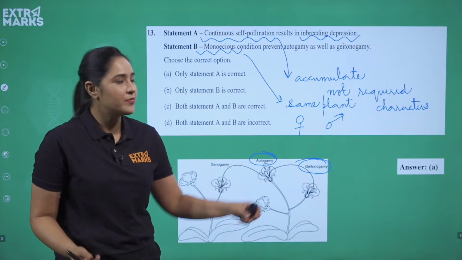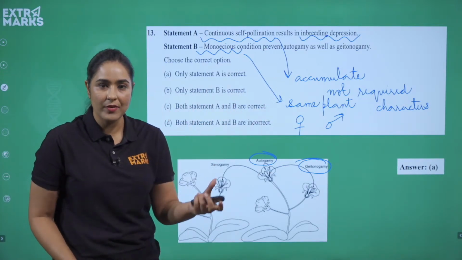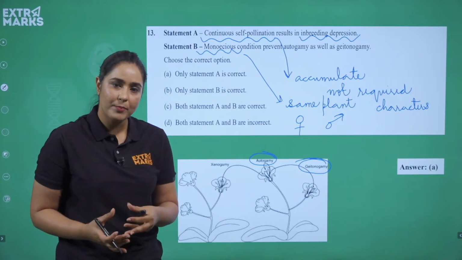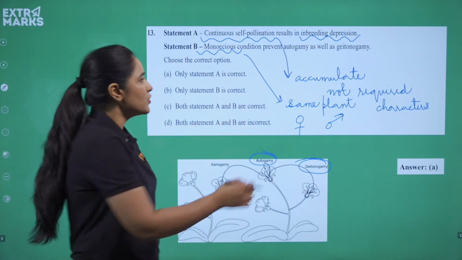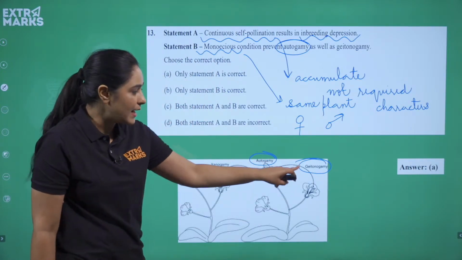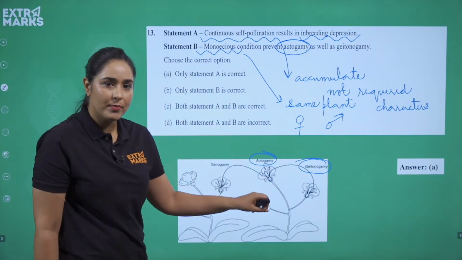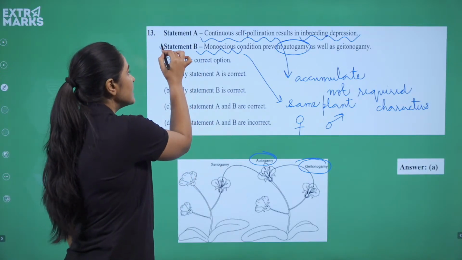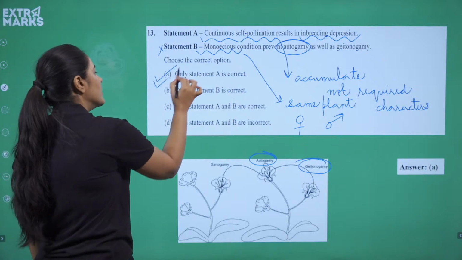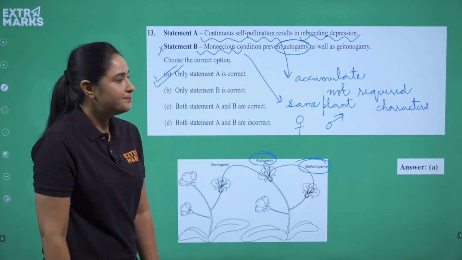So it can prevent autogamy, as the same flower is not having both the structures, female and male reproductive structures. So autogamy can be prevented, but geitonogamy cannot be prevented. So this statement is incorrect here. So we have the correct option as only A statement is correct here.